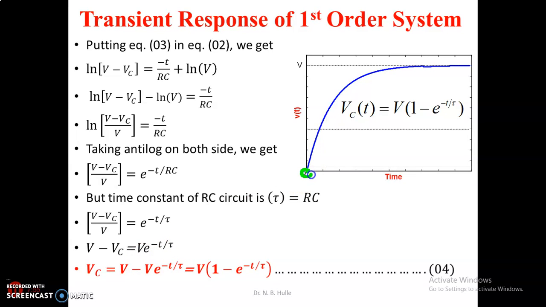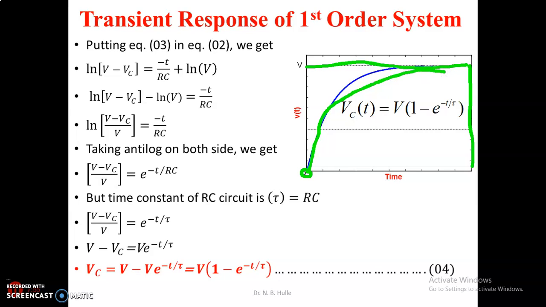Now we will find out its second point, that is at t is equal to infinity, e raised to the power of minus infinity is nothing but 0, and 1 minus 0 is 1, and 1 into V will be V, means at t is equal to infinity, Vc of t is nothing but its maximum value. Means here this is the maximum value at this instant, which is at t is equal to infinity. Then here this curve will be an exponentially increasing curve.